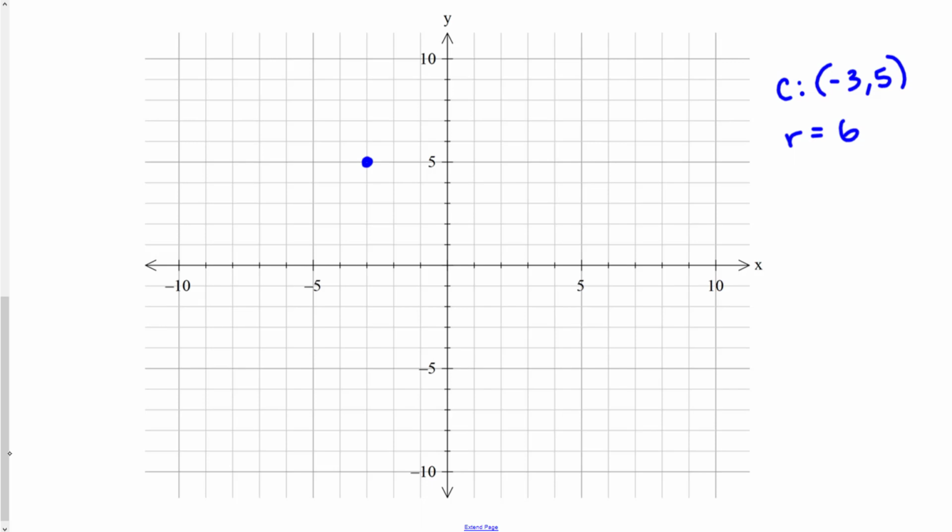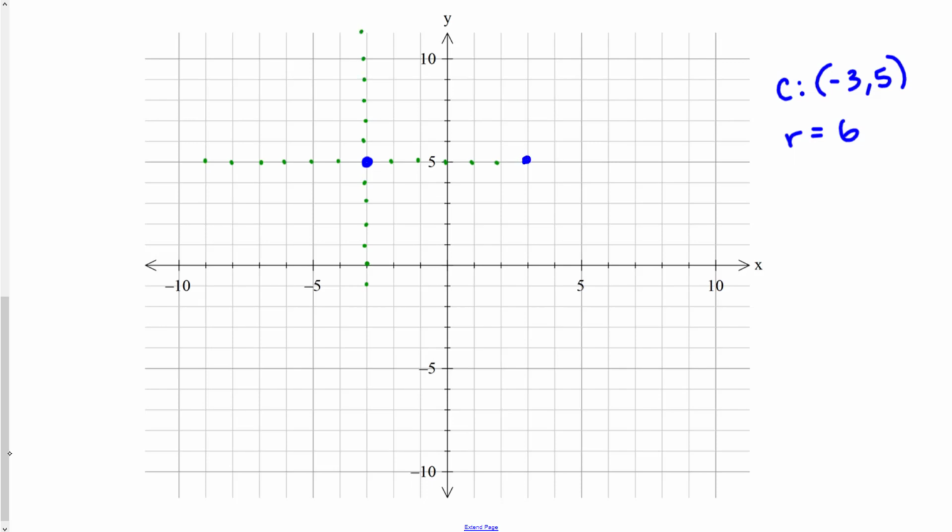So from this point, I'm going to go to the left and right 6 units. 1, 2, 3, 4, 5, 6. Then I'm going to go up and down 6 units. 1, 2, 3, 4, 5, 6.